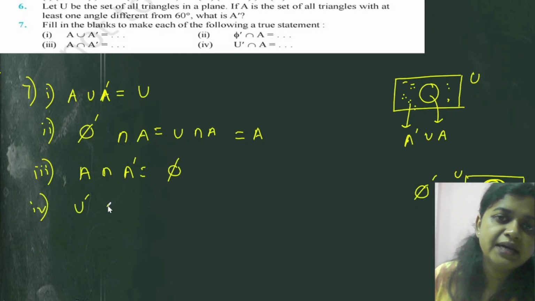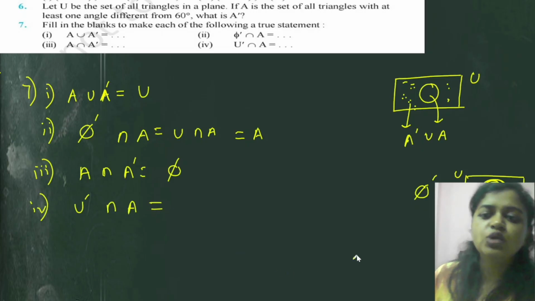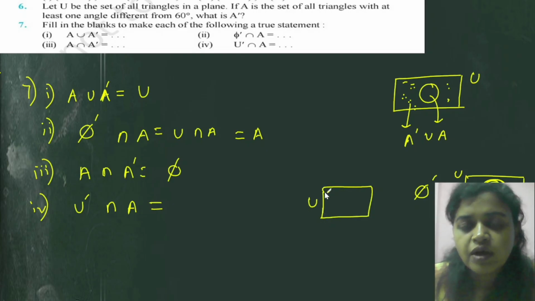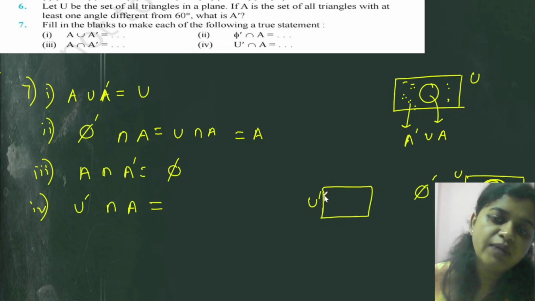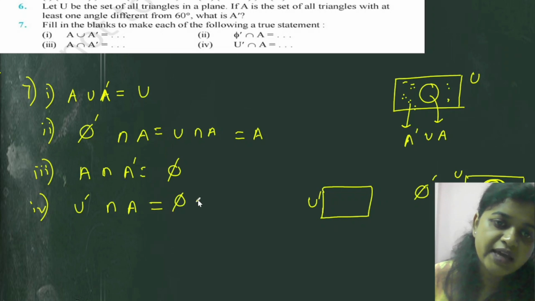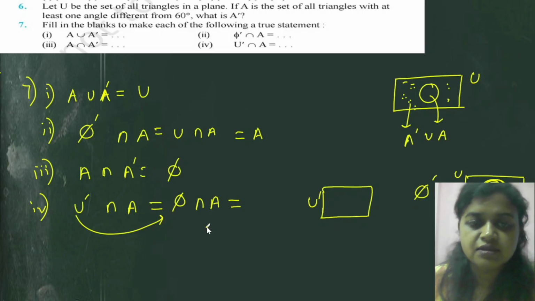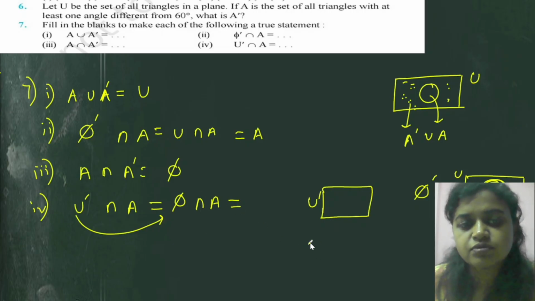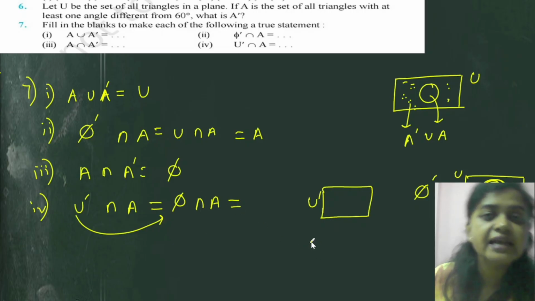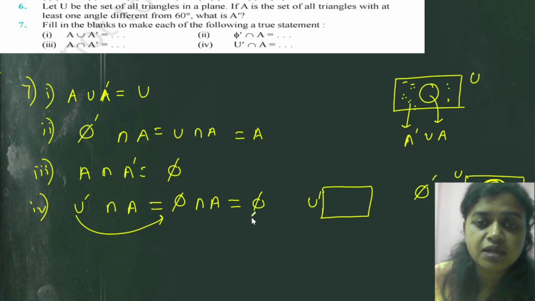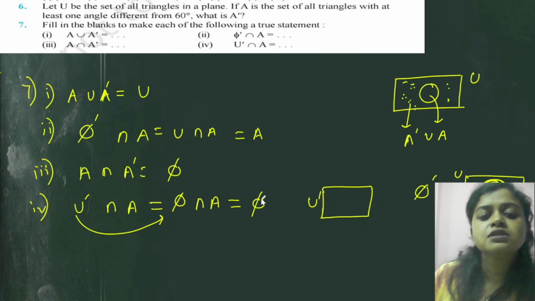Next, U complement intersection A. U complement means, this is U, and U complement means U minus U, which is phi. So phi intersection A. Phi intersection A means what? If you take the common of phi, the empty set, and the set A, you will get empty. Nothing will be common here. So phi is the answer.